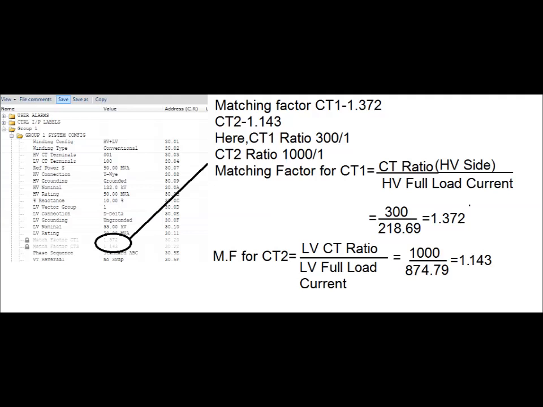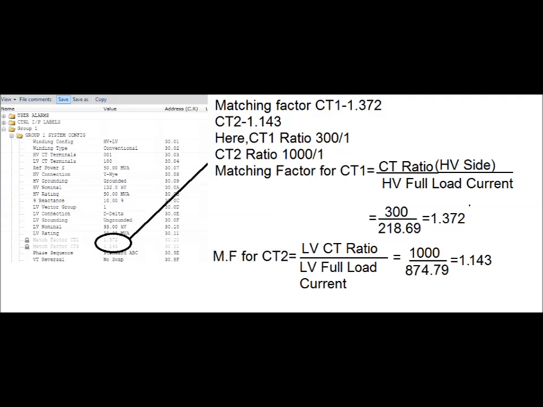Now, if we give the general system configuration, it will automatically calculate the matching factor for the HV and LV side CT. Here HV CT ratio is 300 by 1 and LV CT ratio is 1000 by 1. CT1 is the HV CT ratio and CT2 is the LV CT ratio. The matching factor is calculated by the relay: for CT1 it is 1.372 and for CT2 it is 1.143.